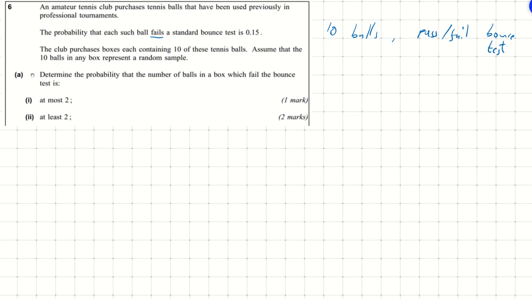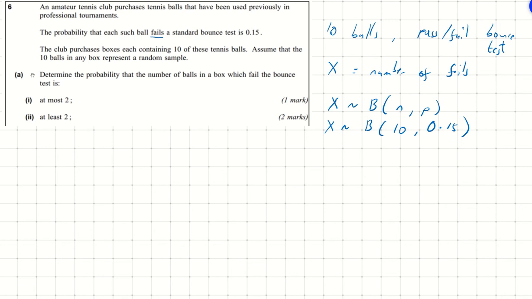So let's say x equals the number of fails, then x has the binomial distribution. The binomial distribution we say is B(n, p), where n is the number of trials and p is the probability. So in this case, x is distributed as B(10, 0.15): 10 trials, each with a probability of 0.15.